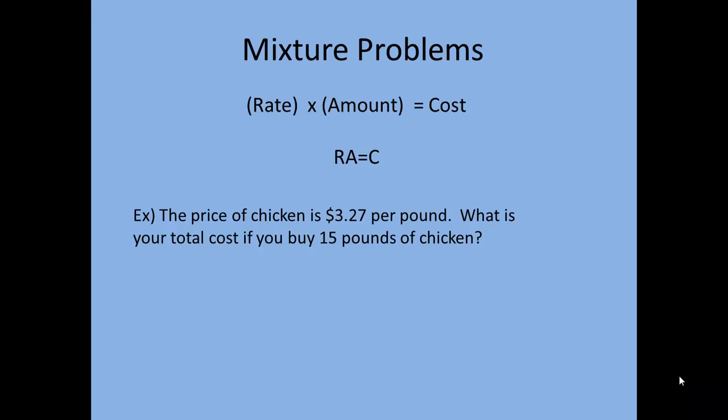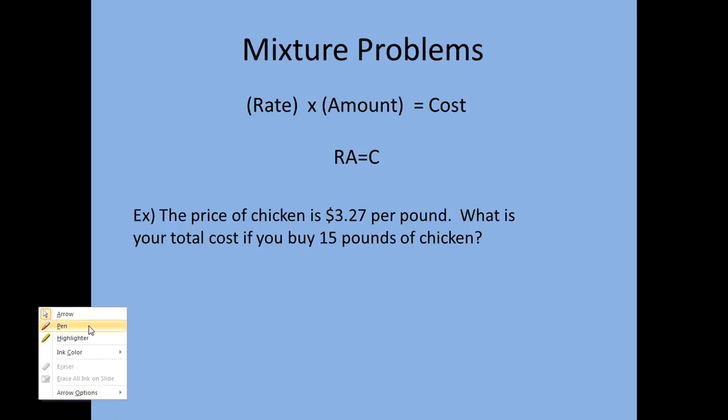If you go to the grocery store and you're purchasing something, it usually costs a certain rate, either a price per item or a price per pound, times the amount of that item you're purchasing will equal the total cost of that item. And for short, we'll say R times A equals C. Some people will remember this as just RAC, is one way to remember that. But R times A equals C. So let's take a look at an example here.